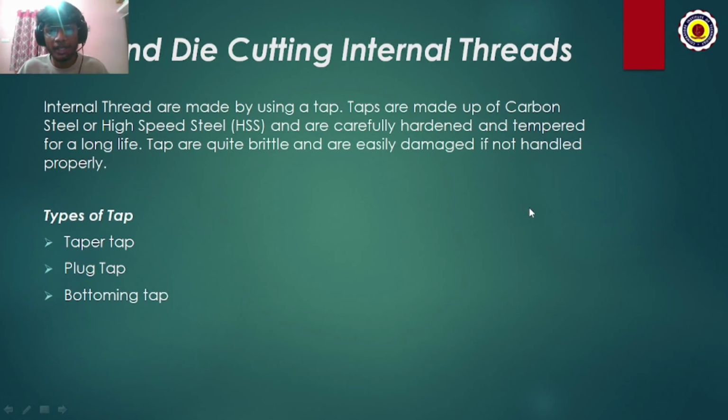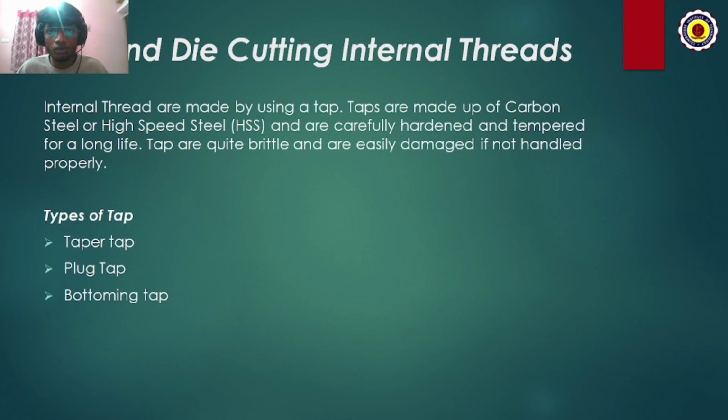So, tap and die: cutting internal threads. Internal threads are made by using a tap. Taps are usually made of carbon steel or HSS, which is also known as high speed steel, and they are carefully tempered and hardened for a very long period of time. They are quite brittle and easily damaged if they are not handled properly.